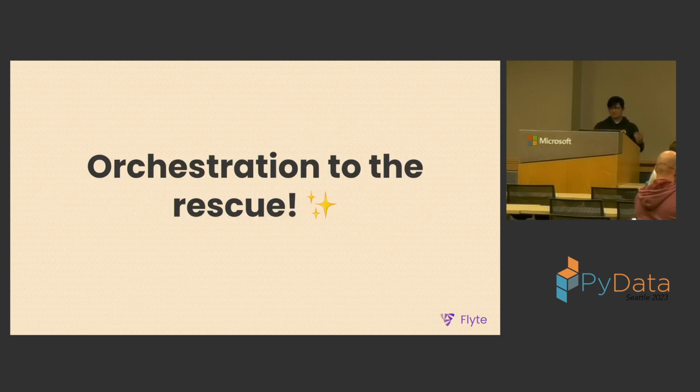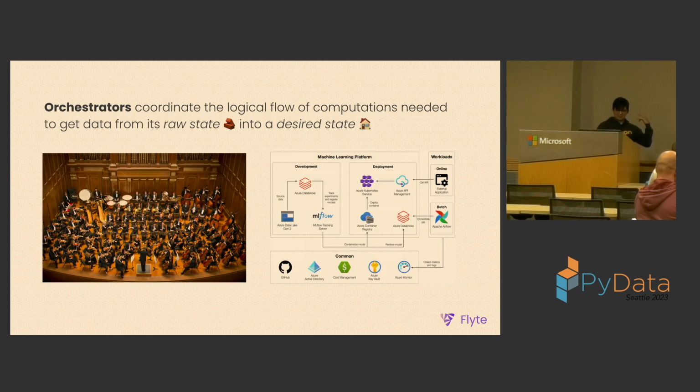Orchestration really is the answer to these 5 challenges. The orchestrators out there, and this includes Flyte, let you express computation in an ergonomic way, where you have raw data and you turn it into your desired state. By desired state I really mean any part of the machine learning pipeline, from models to monitoring to experiment tracking.